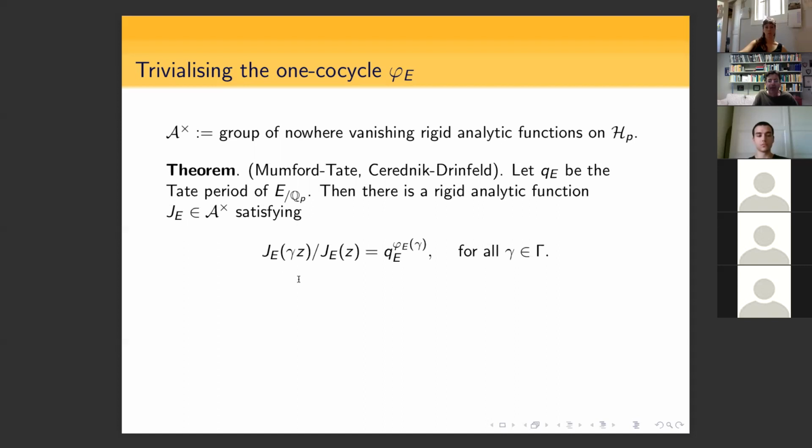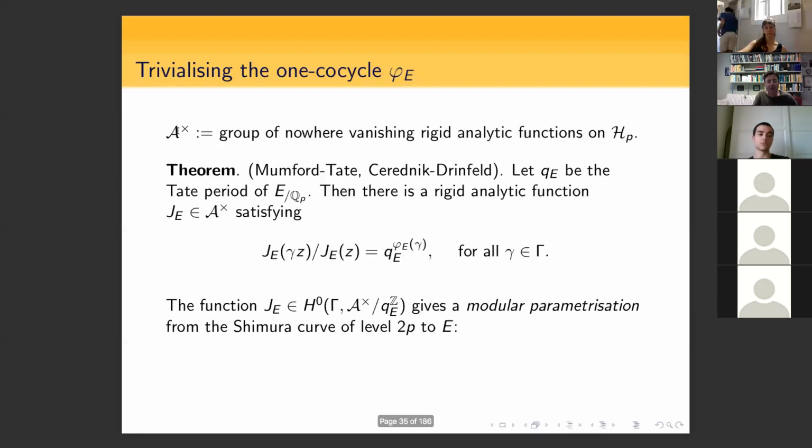It's not quite invariant under the group gamma, but if I translate Z by gamma and take the ratio, I get a certain power of the Tate period, and the power is dictated by this element in H1 of gamma, this phi sub E. So in this way, this Q sub E to the power phi sub E is a one cocycle with values in the multiplicative group of scalars, and it becomes a one coboundary in the larger group of multiplicative functions on A star, a group of analytic rigid functions.